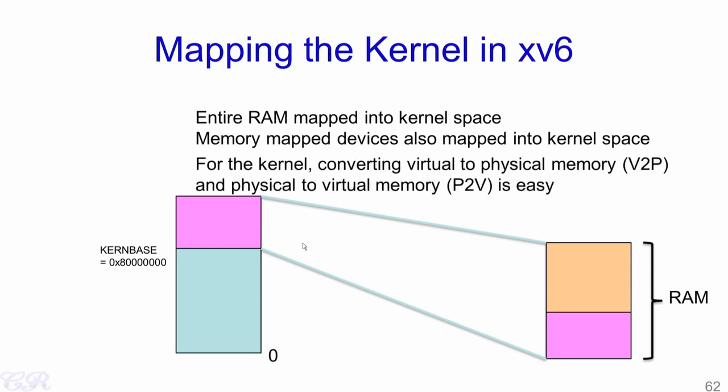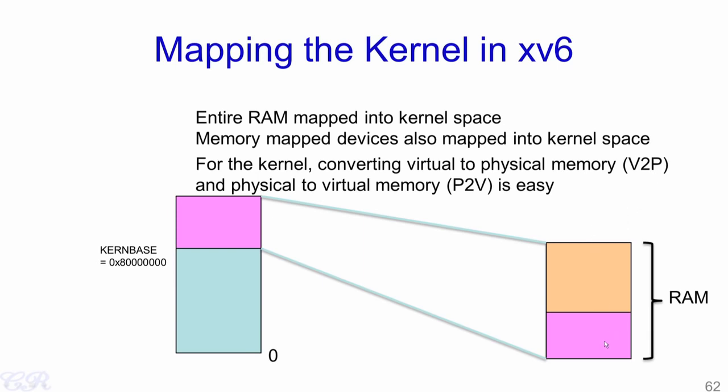Why is such a one-to-one mapping created between the logical address space for the kernel and the physical RAM? The reason is that with such a map, the kernel could easily convert from a virtual address to the corresponding physical address. That is, given any virtual address in the kernel space, the operating system or the kernel could easily obtain the corresponding physical address using a macro known as V2P, or the virtual to physical memory conversion macro.